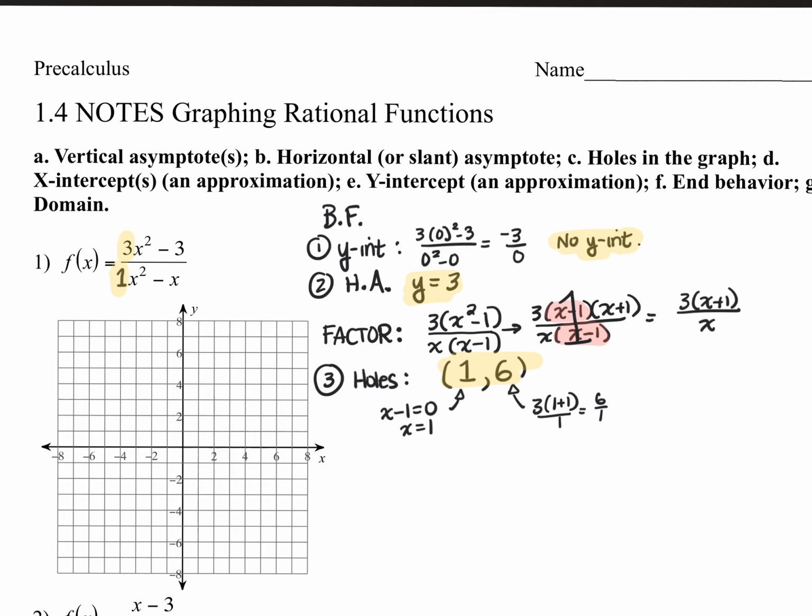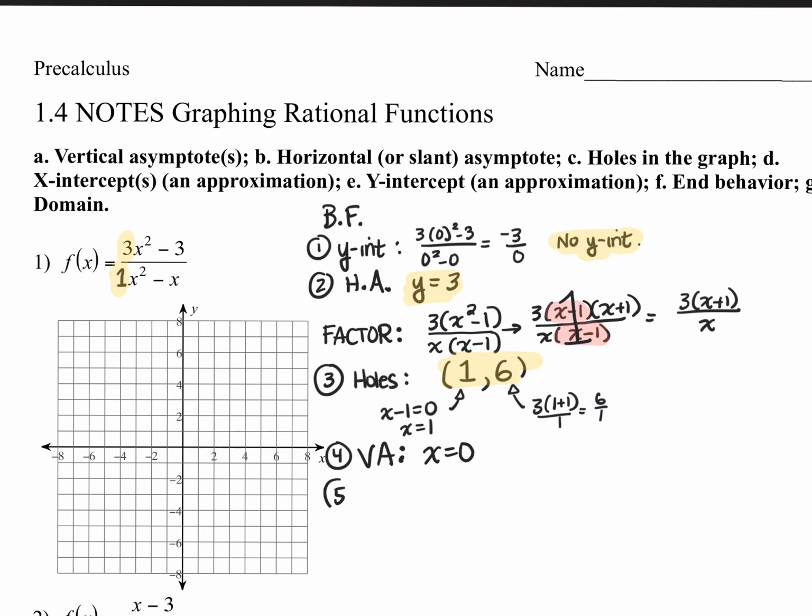Okay, the next thing we do is we look for any vertical asymptotes. So in our function, remember, vertical asymptotes come from what makes the denominator of our newly reduced function 0. So in the denominator of my function, I just see x. So the only thing that's going to make that 0 is when x is 0. Let me label that. So that's our vertical asymptote.